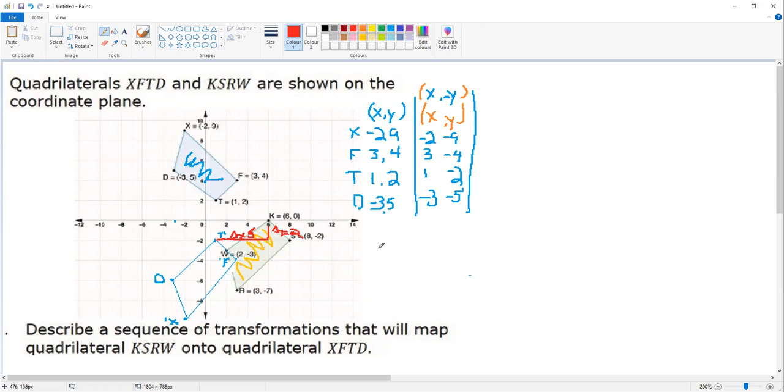I got it. (x, y) equals (x + 5, y + 2). Now I got my blue one. (x, y) drawn from (x - 2). All right, so that is how you do the first one.